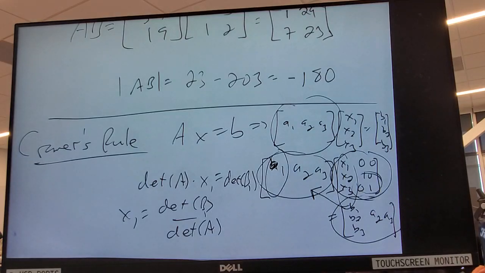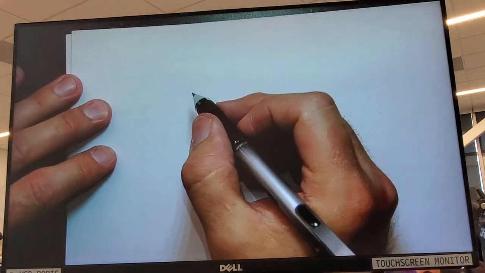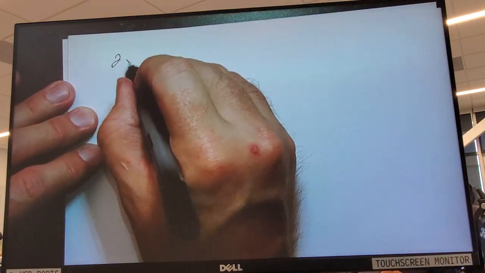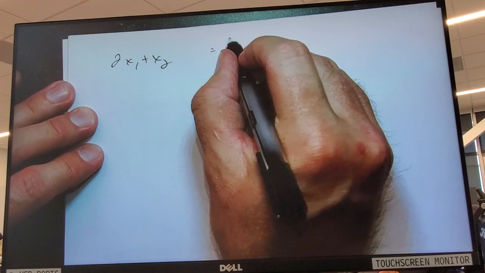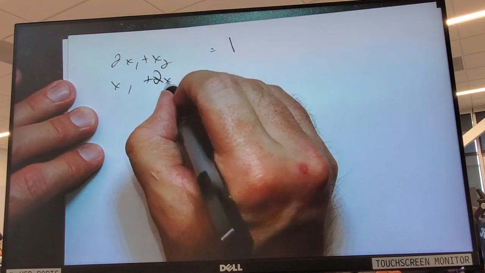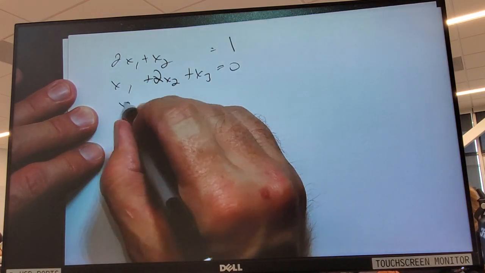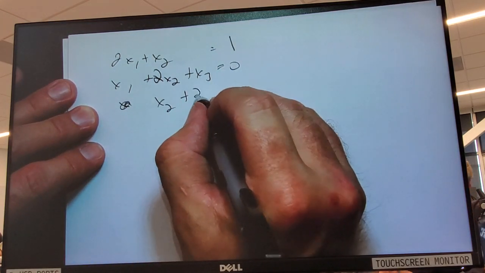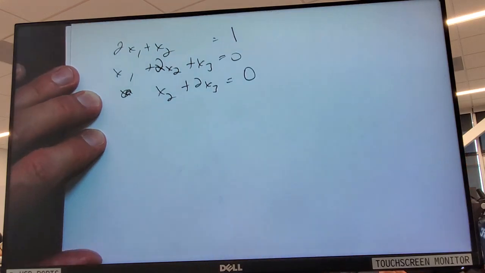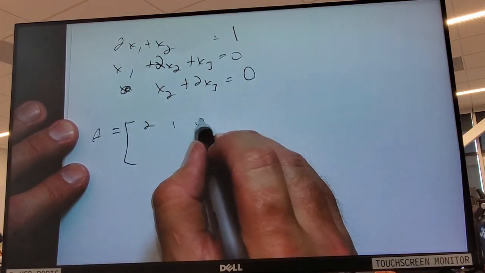So, let me see, does it have an example? Sort of. Nah. Yeah, this is quick. Here, let's do a concrete example. Okay, very quick. So 2x1 plus x2 equals 1. x1 plus x2 plus x3 equals 0. x2 plus 2x3 equals 0. So A is this matrix.